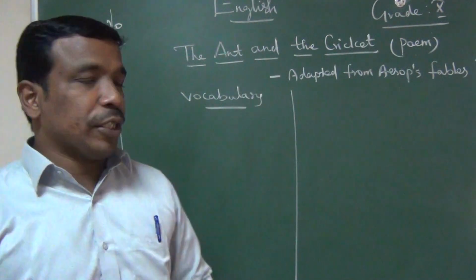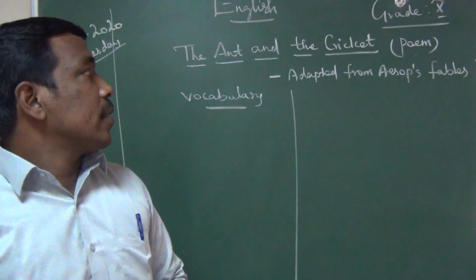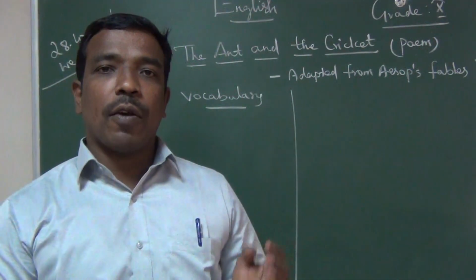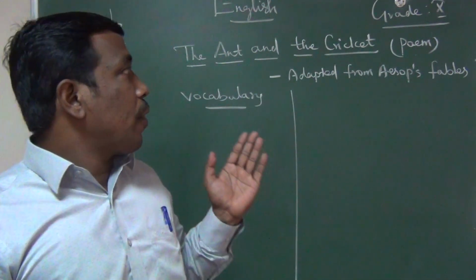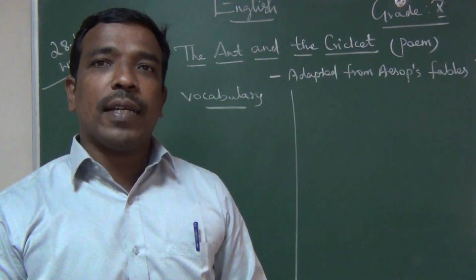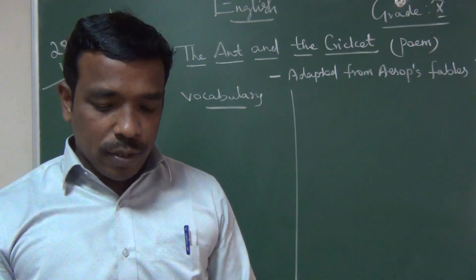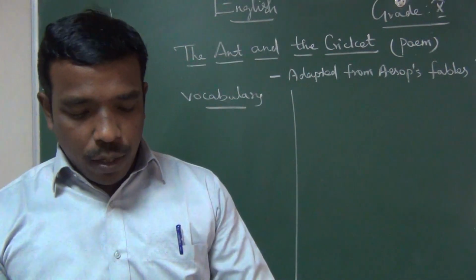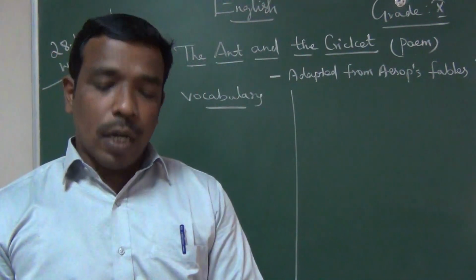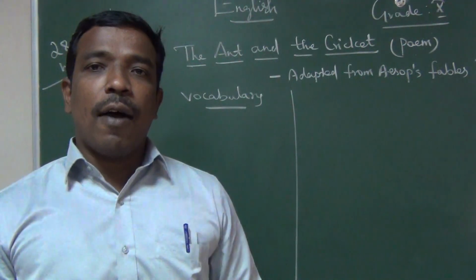Today I am going to teach you the fourth unit poem, The Ant and the Cricket, adapted from Aesop's Fables. Okay, I am going to teach you. So for grade 10, last class I completed unit 4 prose. Last class I told you to read the short answers from that lesson, and I taught you the vocabulary part, compound words as well as affixes.